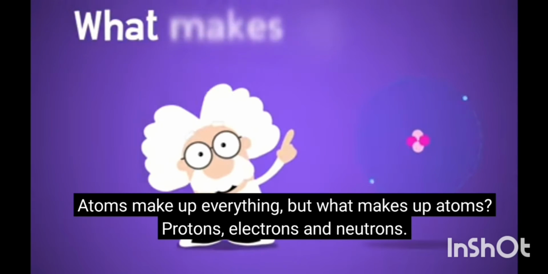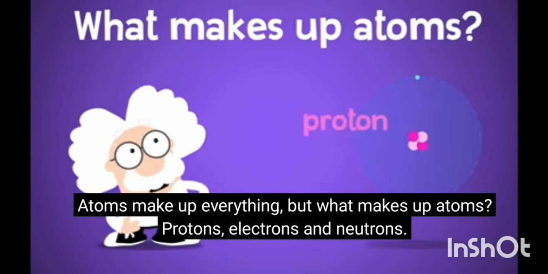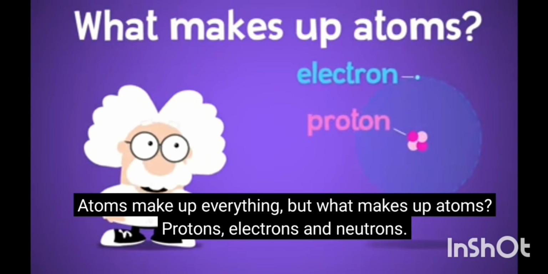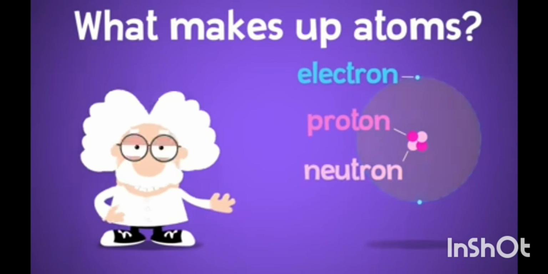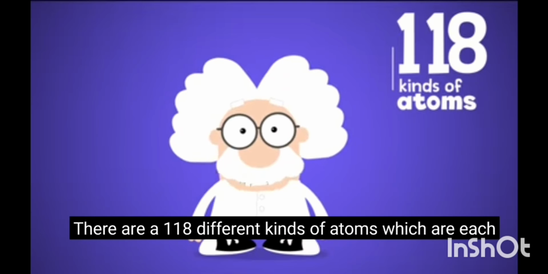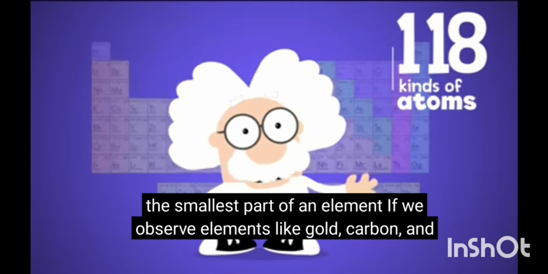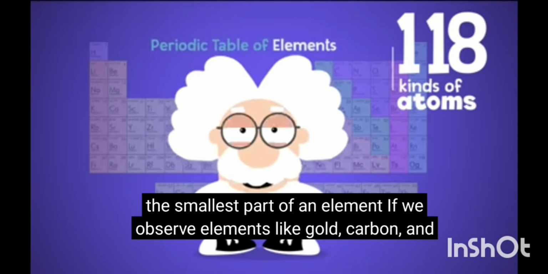Atoms make up everything. But what makes up an atom? Protons, electrons and neutrons. There are 118 different kinds of atoms, which are the smallest part of an element.